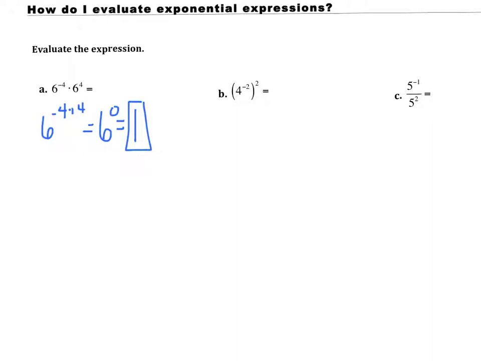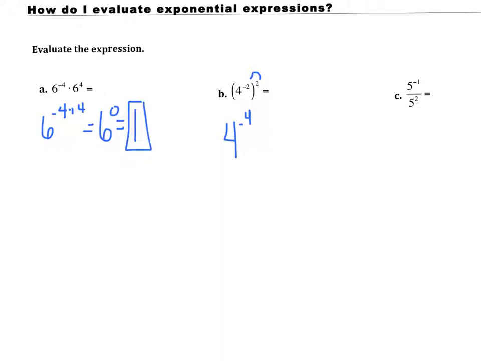Alright, so let's go ahead and take a look at the next one. This next one, we've got a power of a power. And so what we want to do is multiply the inside power by the outside power. So I'm going to be left with a 4 to the negative, because negative 2 times 2 is going to give me a negative 4. So I've got a 4 to the negative fourth power.